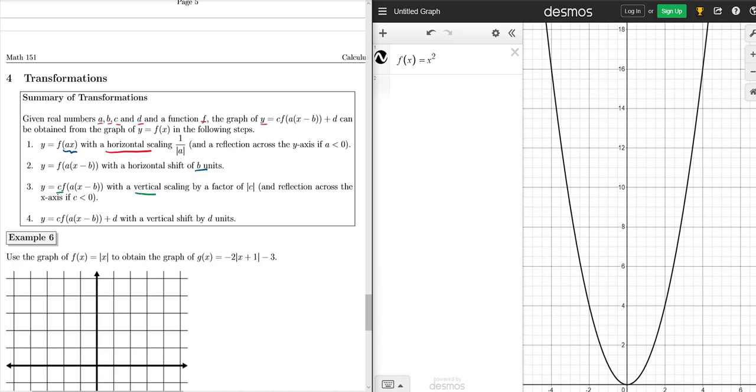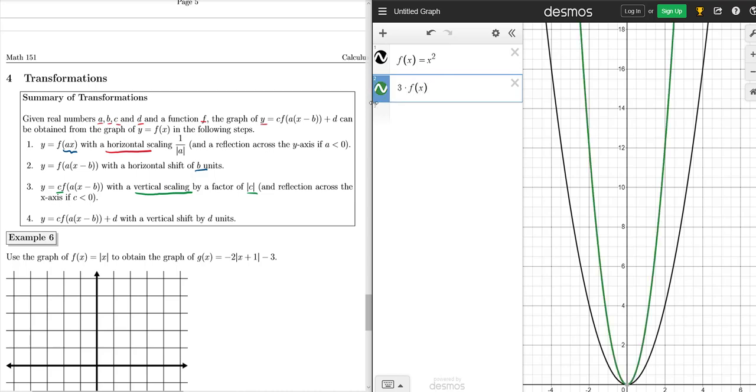Now this is going to be a vertical scaling, meaning that we affect the y values by a factor of c. In the case where the c is negative, that's going to be a reflection across the x-axis. And let's keep on using our example for the parabola here. Let's say that we do 3 times f of x.